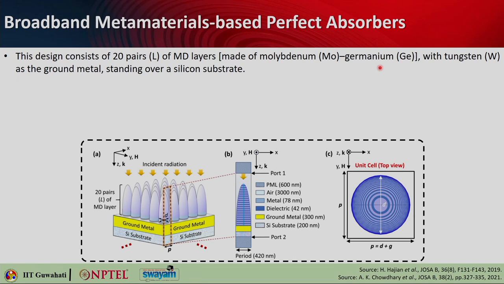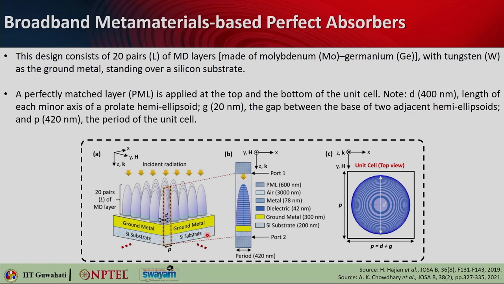Here, molybdenum and germanium are considered, and not gold. We are using tungsten as a ground metal, and this is standing over a silicon substrate. A perfectly matched layer, as I mentioned, has been applied here on the top and bottom of the unit cell. This is the side view of the unit cell, and this is the top view of the unit cell that you can see here. D is the base diameter of this hemi ellipsoid, that is 400 nanometer, and the gap is 20 nanometer. The periodicity is 420 nanometer, and these are the parameters that we have used, and other parameters are mentioned in this particular figure.